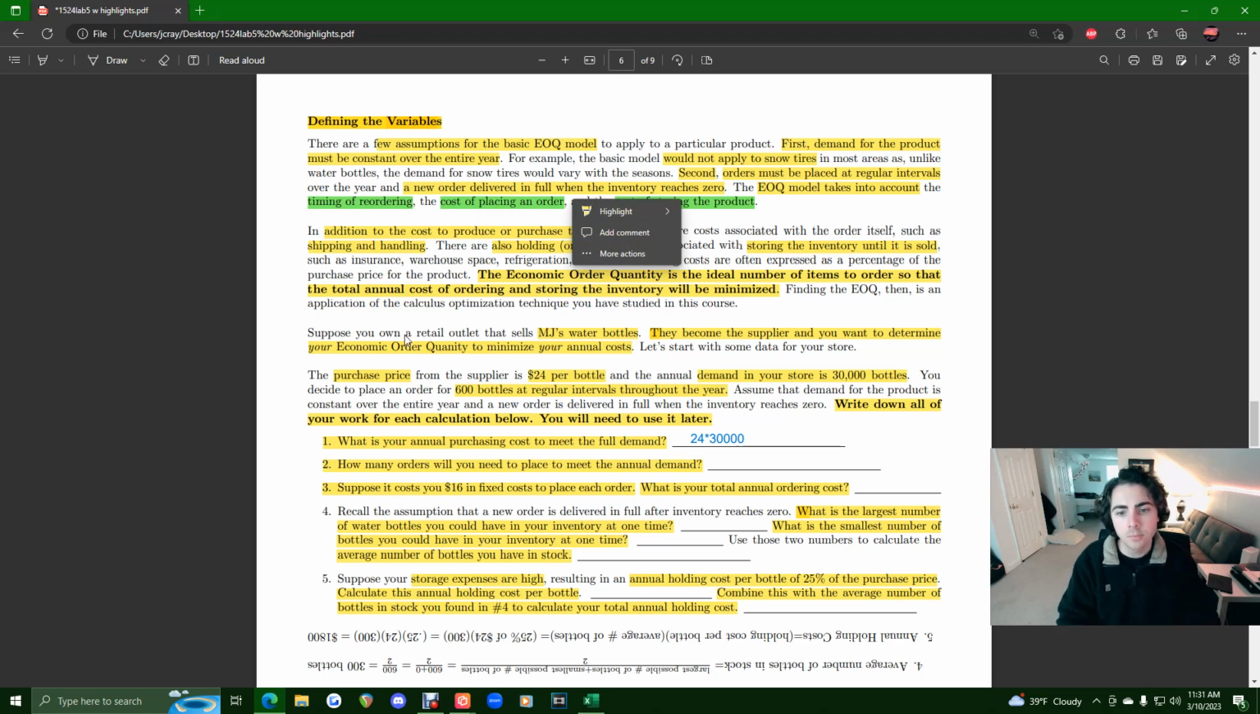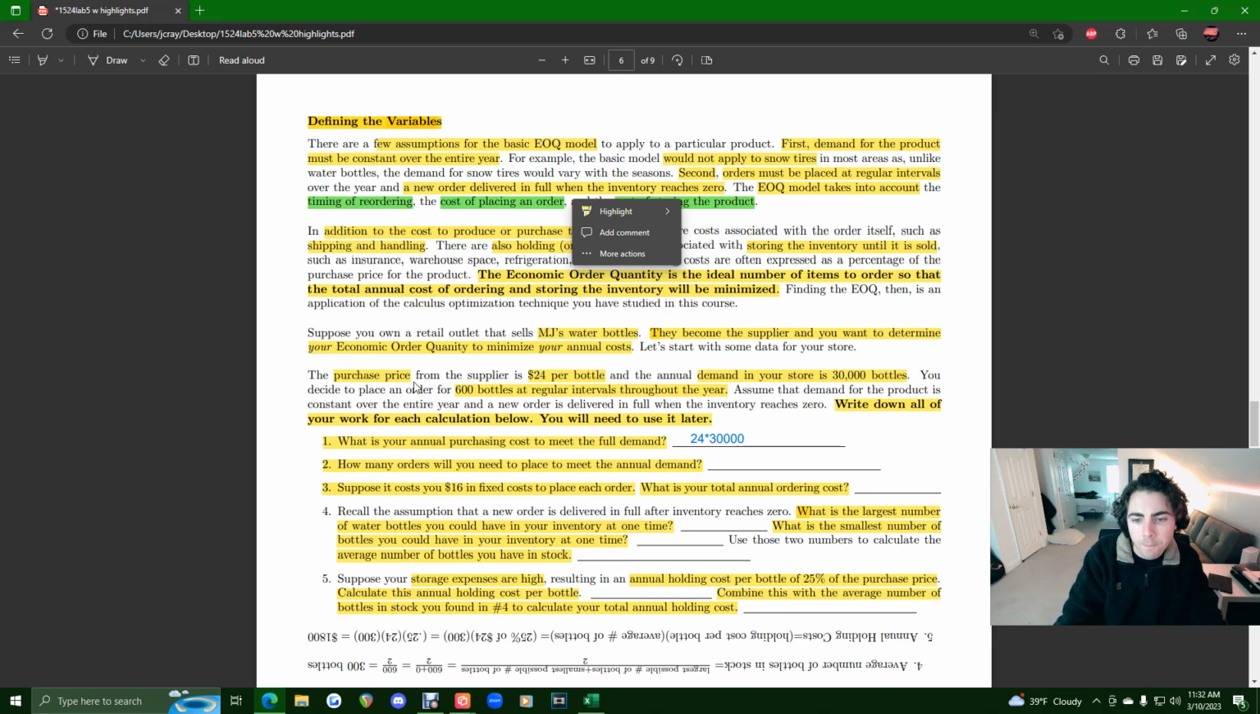All right. Suppose you own a retail outlet that sells MJ's water bottles. MJ becomes the supplier, and you want to determine your EOQ to minimize your costs. So the EOQ is not for MJ, it's for the retail store. It's for us. With our store, we're trying to minimize our costs of buying MJ's water bottles and storing them and selling them and so on.